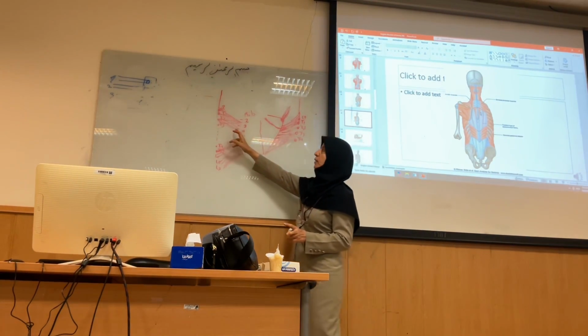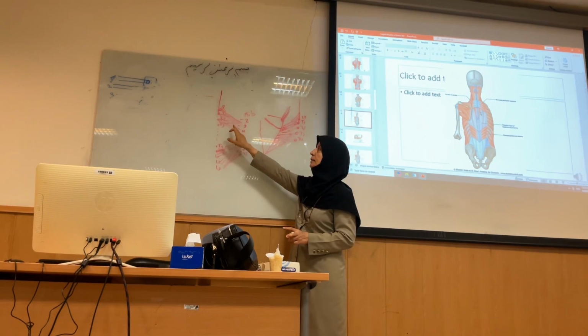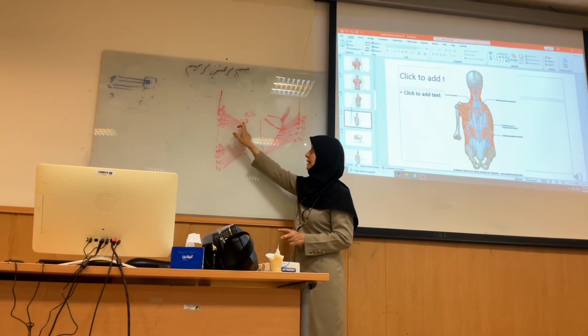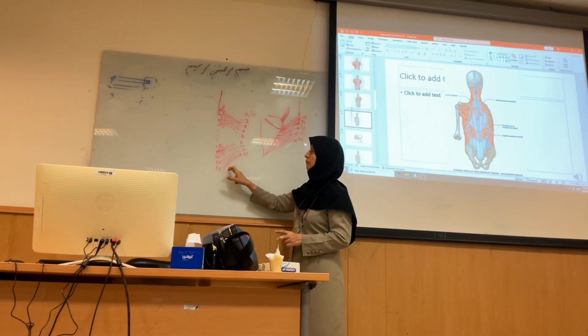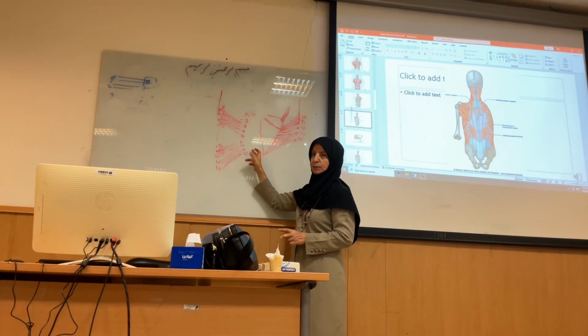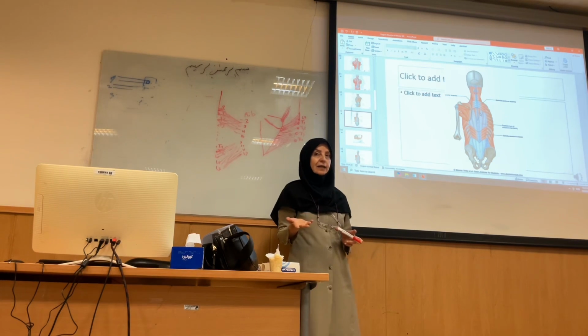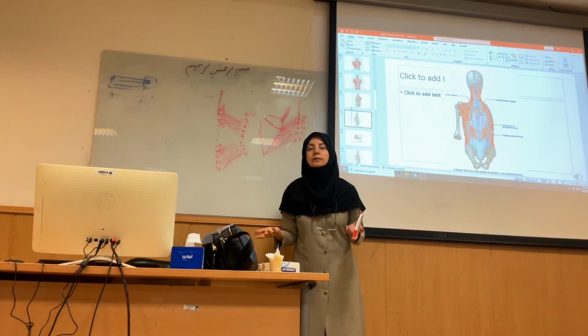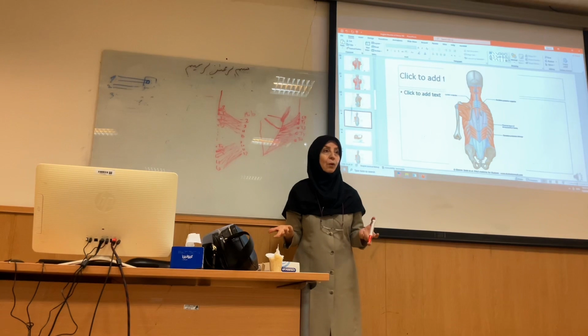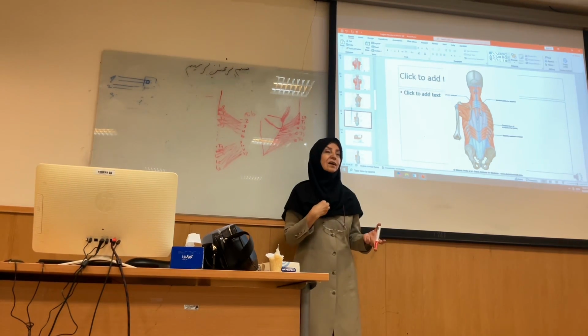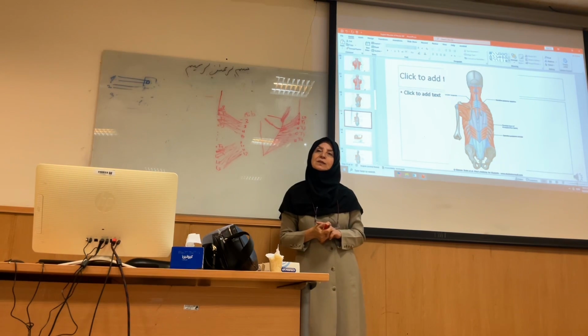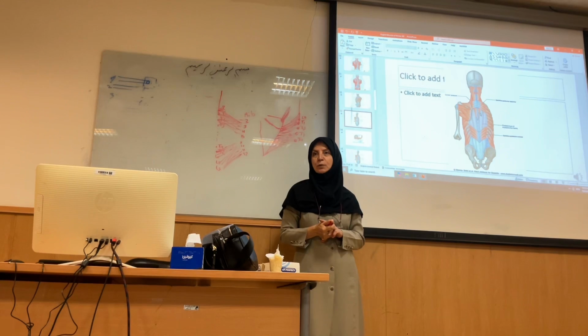Which muscle fibers have attachment to the rib, except one? Posterior superior serratus muscle has attachment. Posterior inferior serratus muscle has attachment to the rib. Pectoralis minor has attachment. Pectoralis major, no, it attaches to the costal cartilage, not to the rib. What about the trapezius? No.